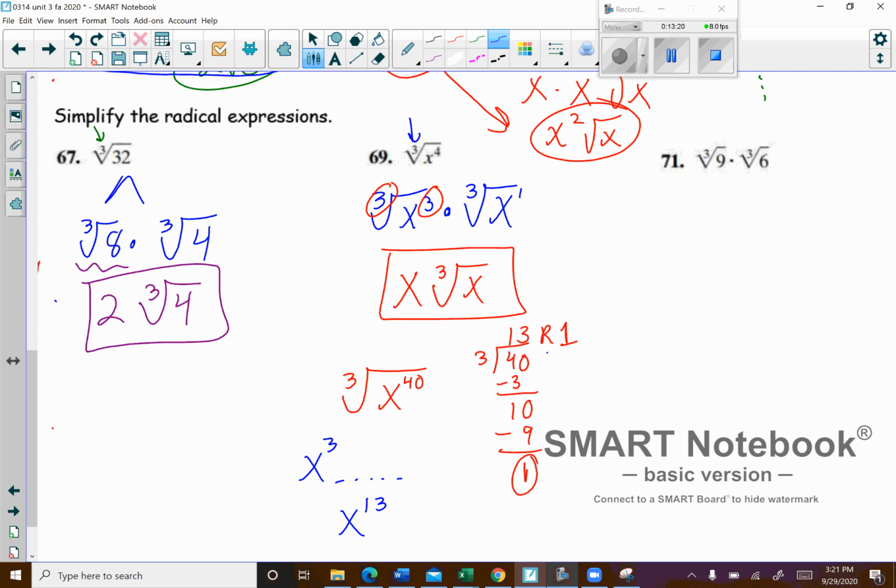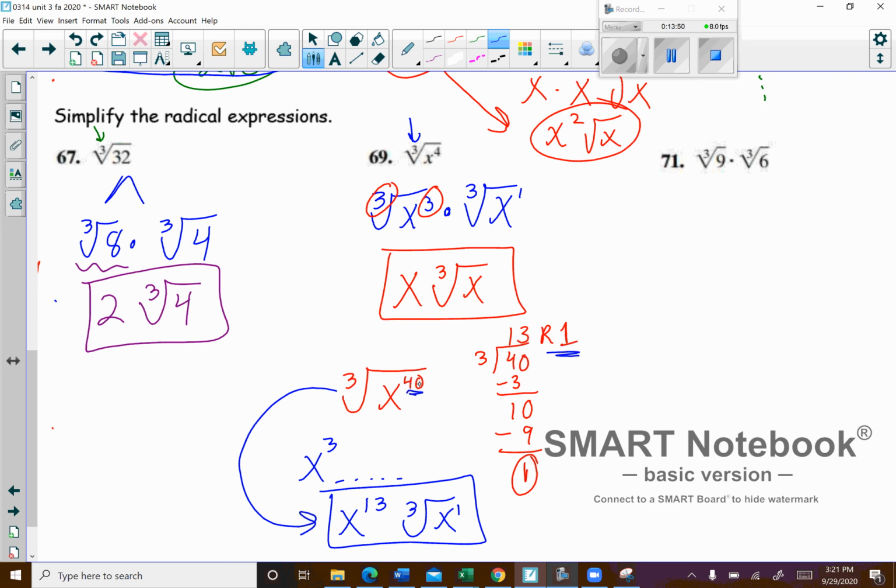And then there would be a remainder of 1 left inside the cube root, so I'd still have 1 left behind. So that is my answer. I kind of made up an extra example right there, okay? So basically what you can do is divide the index into the exponent. However many times it divides into it, that's going to be your power on the outside. The remainder will be your power on the inside, okay? So that's just a little trick if the powers start to get large.